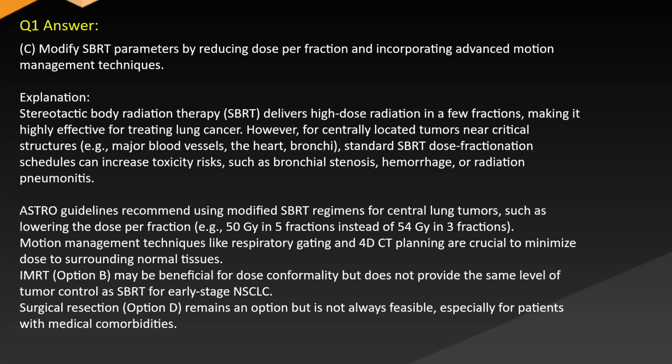ASTRO guidelines recommend using modified SBRT regimens for central lung tumors, such as lowering the dose per fraction, e.g., 50 Gy in 5 fractions instead of 54 Gy in 3 fractions. Motion management techniques like respiratory gating and four-dimensional CT planning are crucial to minimize dose to surrounding normal tissues. IMRT, option B, may be beneficial for dose conformality but does not provide the same tumor control as SBRT for early-stage NSCLC. Surgical resection, option D, remains an option but is not always feasible, especially for patients with medical comorbidities.